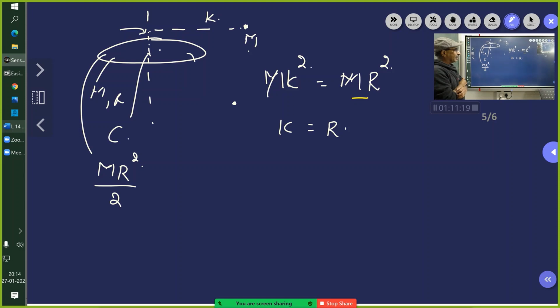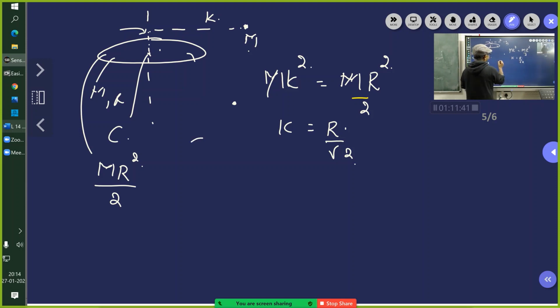For a disk it is MR square by 2. So K will be equal to R by root 2. Okay, this is for the disk.